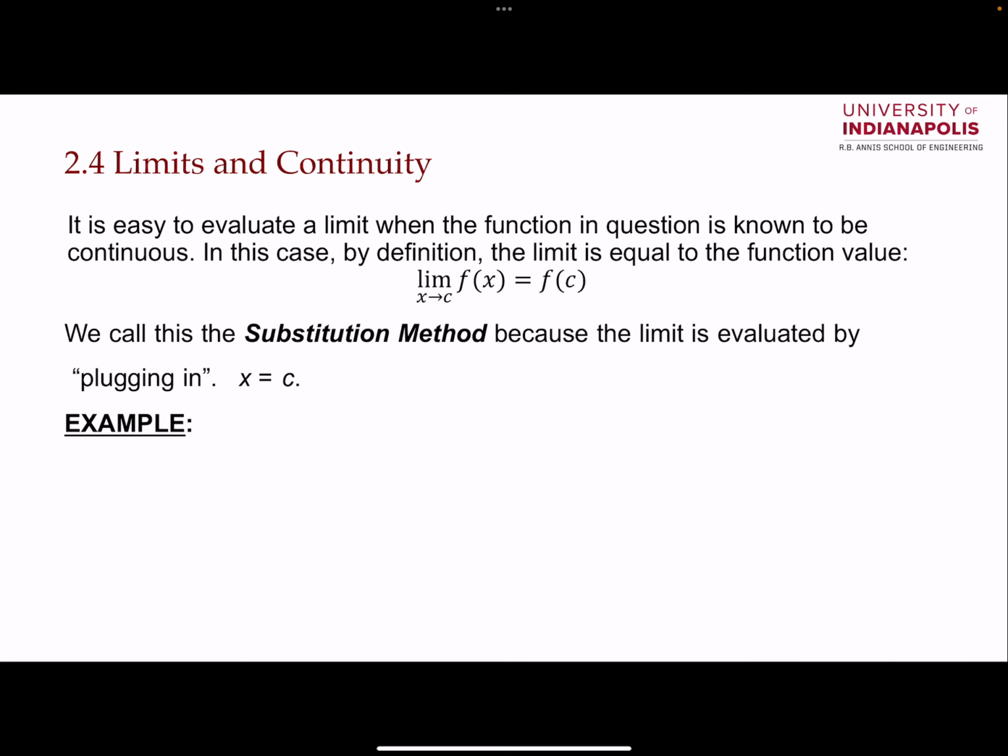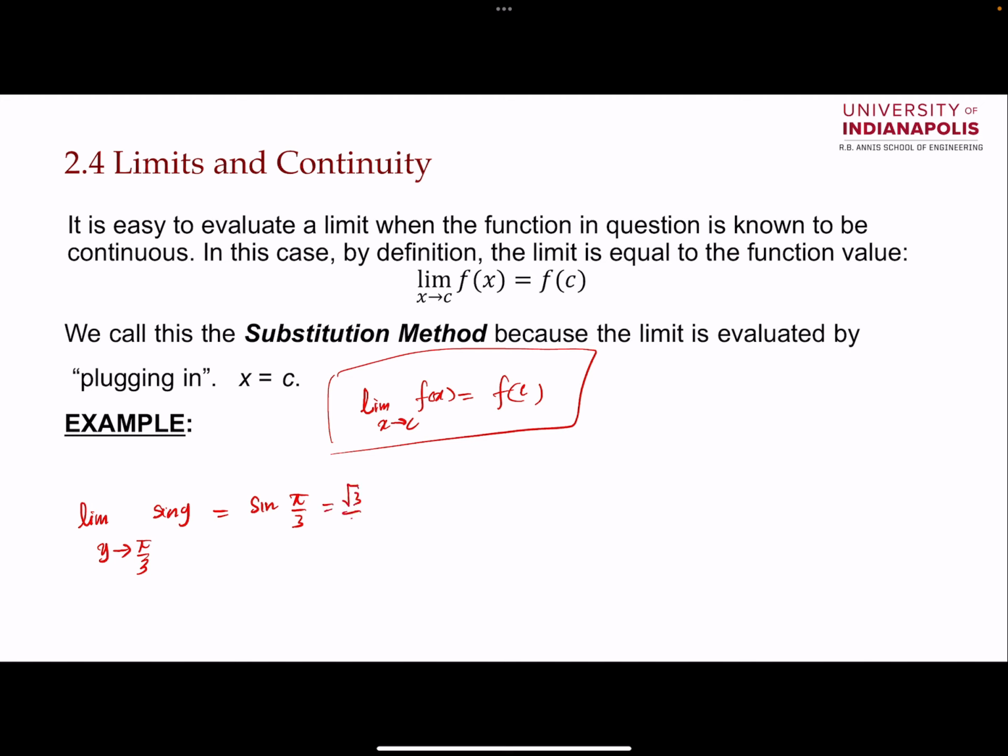This is how we evaluate limits by using the continuity feature. We know that if the function is continuous at c, then the limit as x goes to c of f of x should be equal to f of c. Okay, let's take a couple of examples. Let's take this limit: y goes to pi over 3 of sine y. Now sine y is a continuous function, so you can write sine of pi over 3, which is square root of 3 over 2.